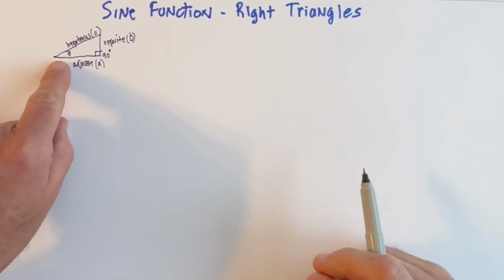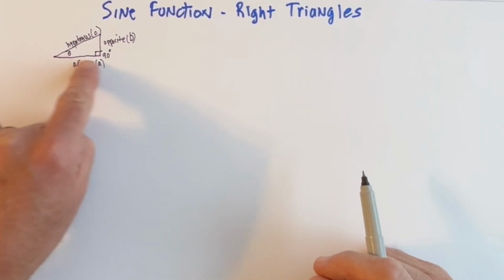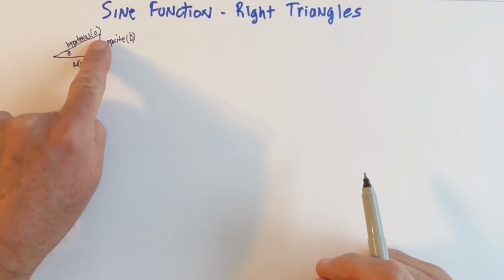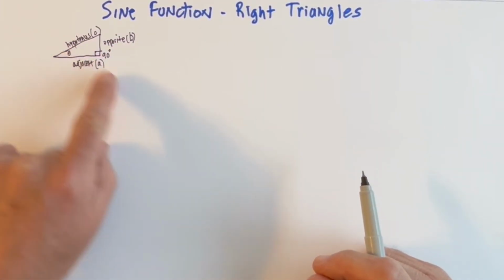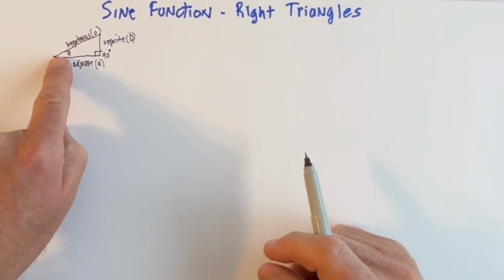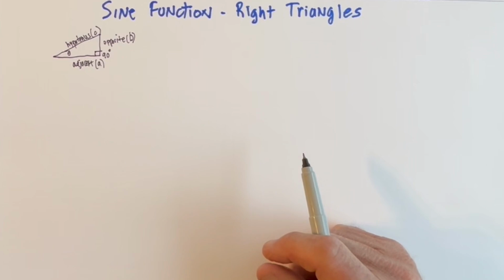Because this is adjacent, this length right here is adjacent to theta. The hypotenuse is always the long one. And the opposite is opposite the angle of theta, or the angle of interest. So that's defining our triangle.